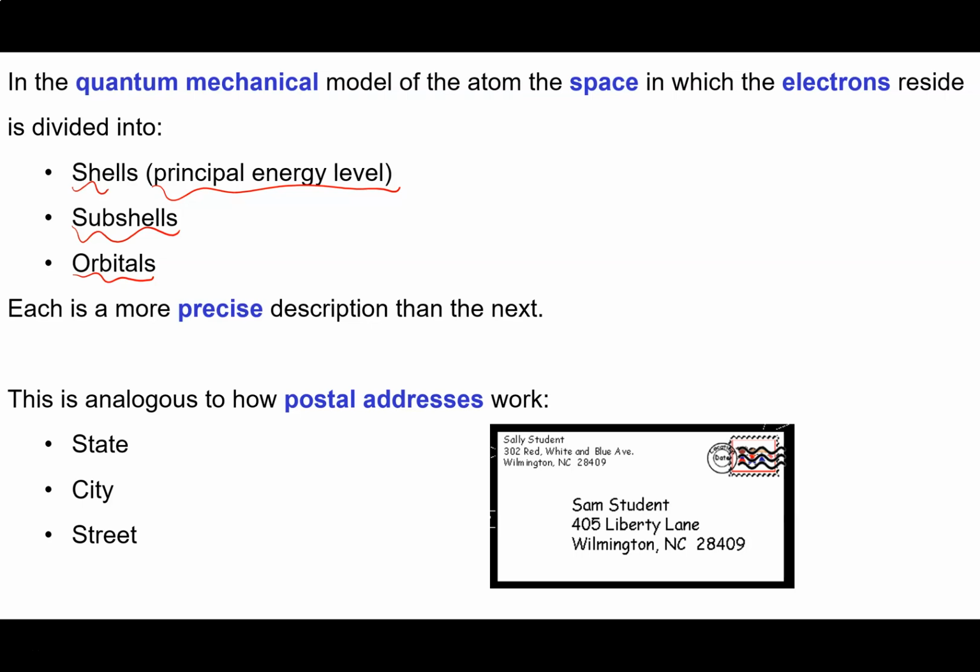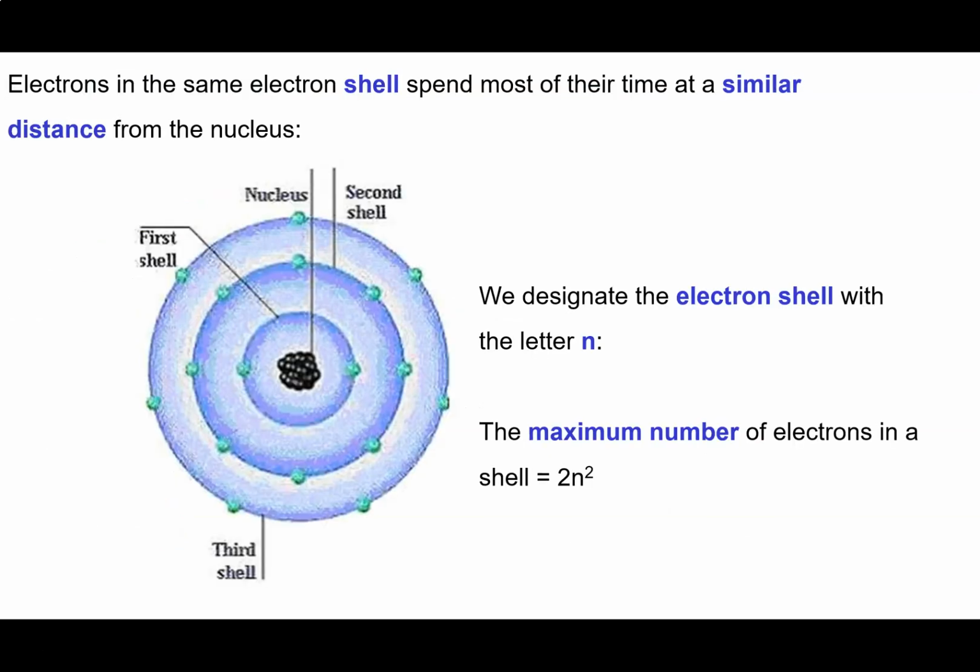Each of these is more precise than the last, but we can't get any more precise than the orbital level. It's similar to how a postal address works. You might say the state that somebody's in, then the city, and then the street, and each of those is a smaller region of space than the other. So we've got 3 qualities here. I said that there are 4 things that Schrodinger had to put into his model. I'll explain the 4th one a little later on. These 3 things describe where in space the electron is.